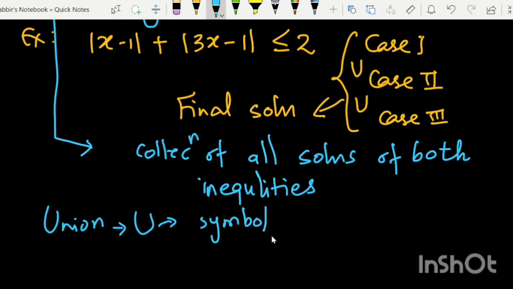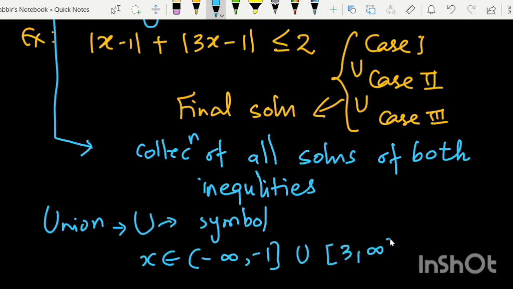That also, that we will see. Okay, this is used as a symbol also, not only as an operator. For example, sometimes the answer may look like this: minus infinity to minus 1 union 3 to infinity. So union is used as a symbol or a connector between different solutions lying on the number line. Okay, so union is used both as a symbol and as an operator. How we use union, how we do union, that we will see now, guys.